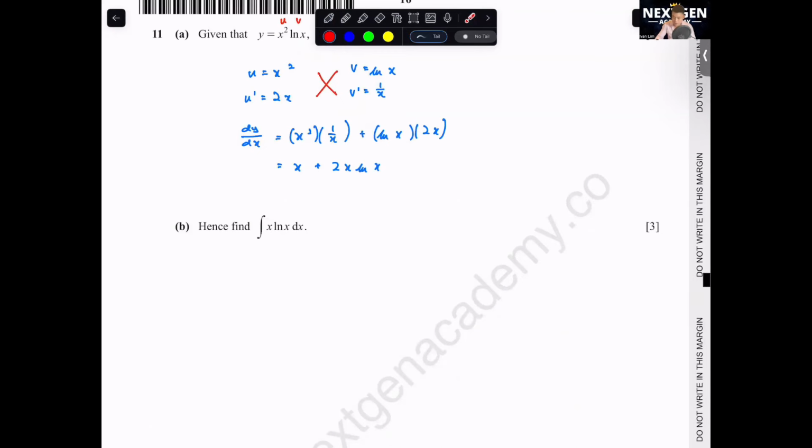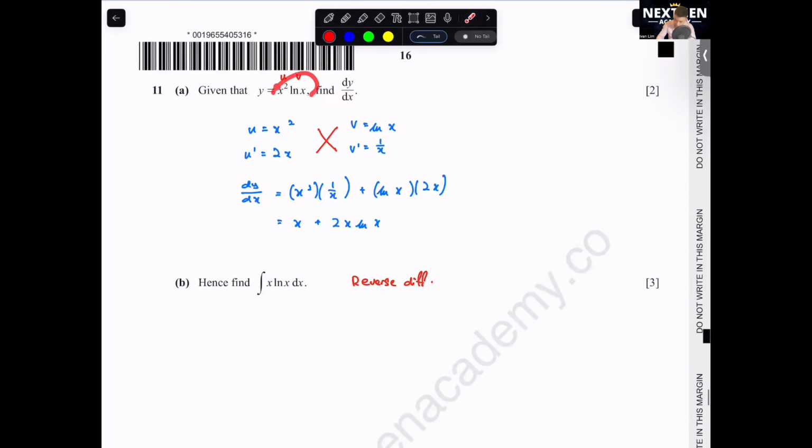So we need to understand that this is called a reverse differentiation type of question. When I differentiate this, I will get this. That means when I integrate this bottom one, I'll go back to the top. Okay, so you can write this out. Integrate x plus 2x ln x. You start from the answer. We'll go back to the question again.